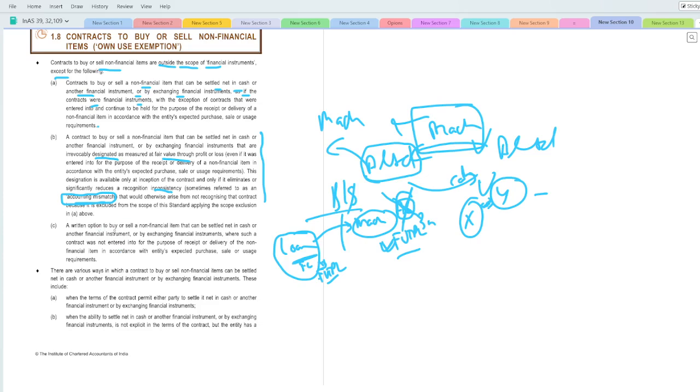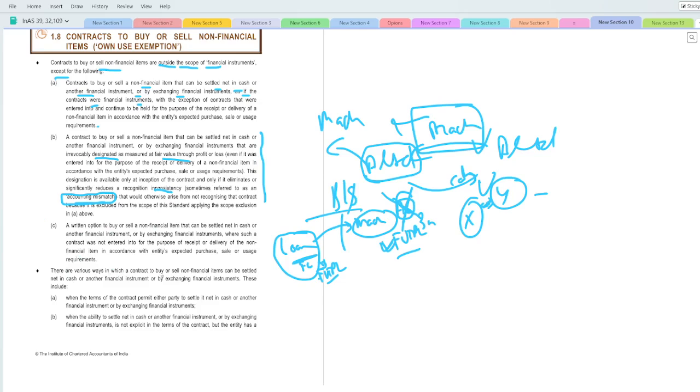A return option to buy or sell the non-financial item that can be settled net in cash or another financial instrument or by exchanging the financial instrument, where such a contract was not entered into for the purpose of the receipt or the delivery of the non-financial item in accordance with the expected purchase. So here the delivery, meaning I am not using it for myself, and this is getting net settled, and this is a derivative return option. Okay. So this will also be covered in financial instrument.